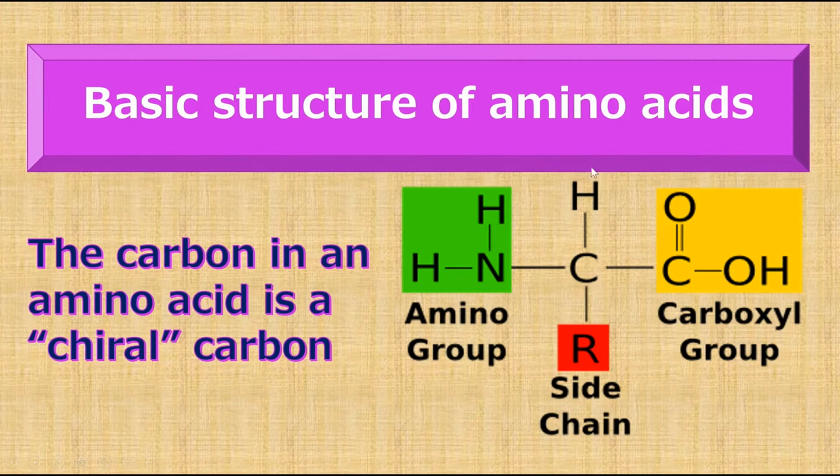Now if you see these 4 different groups attached to the center carbon, any carbon which has 4 different groups attached to it has a very special property in chemistry. We call it a chiral carbon. It is a property that makes this compound optically active. So this chiral carbon is present in every amino acid.